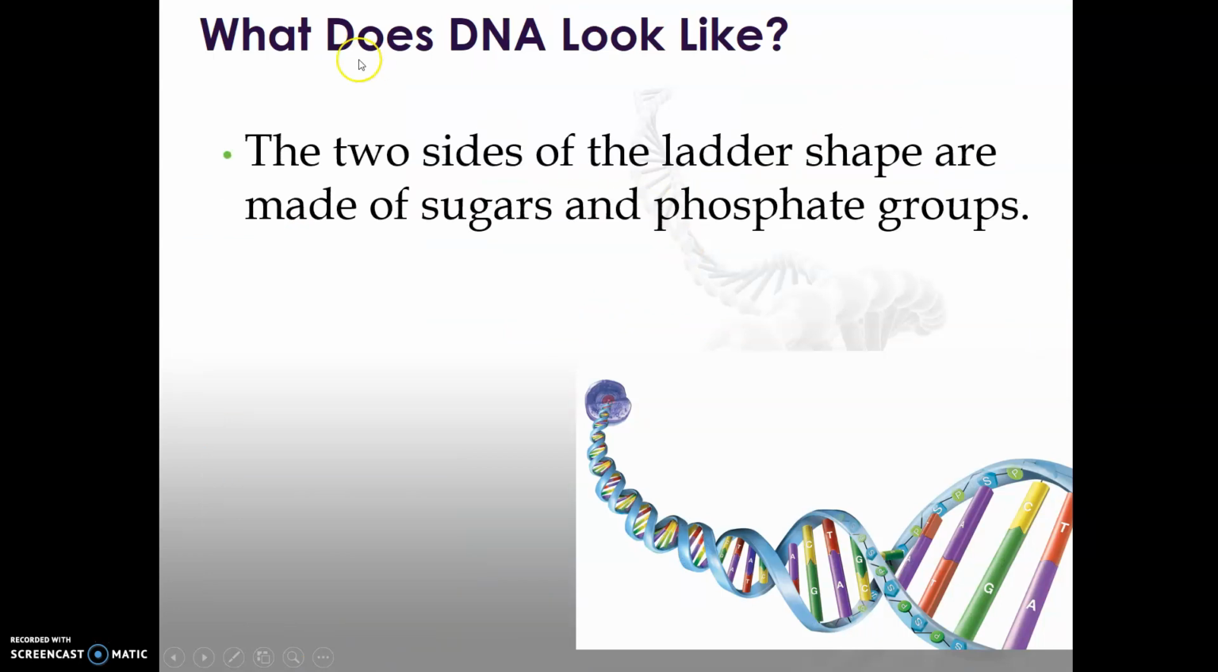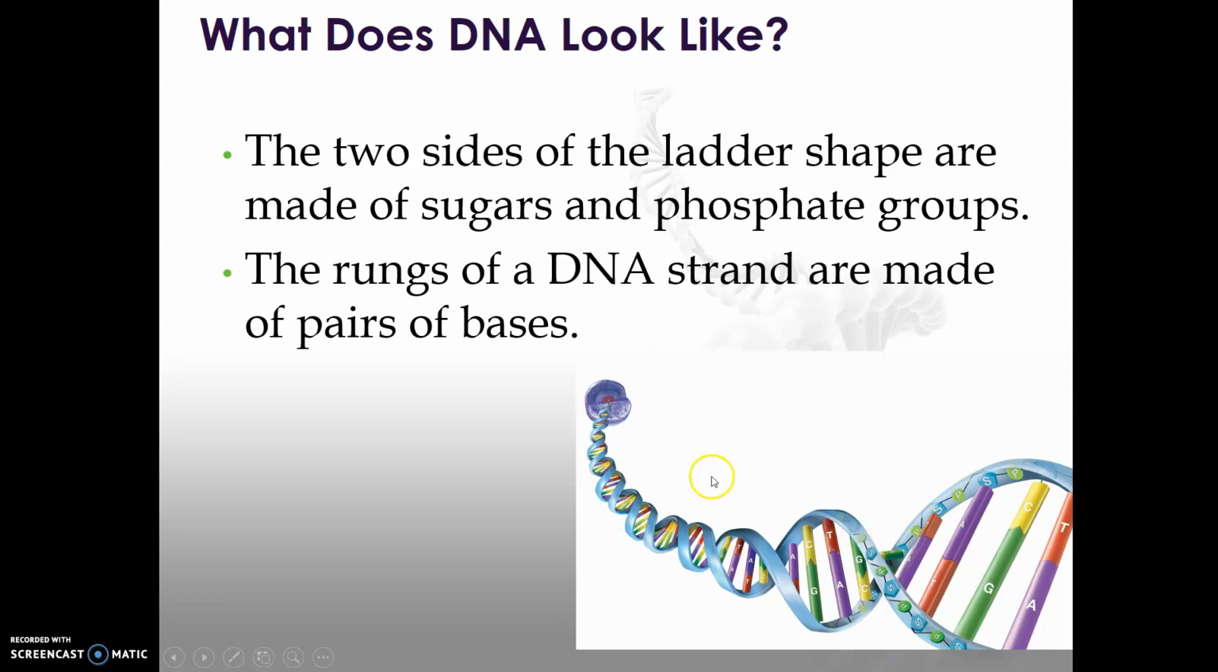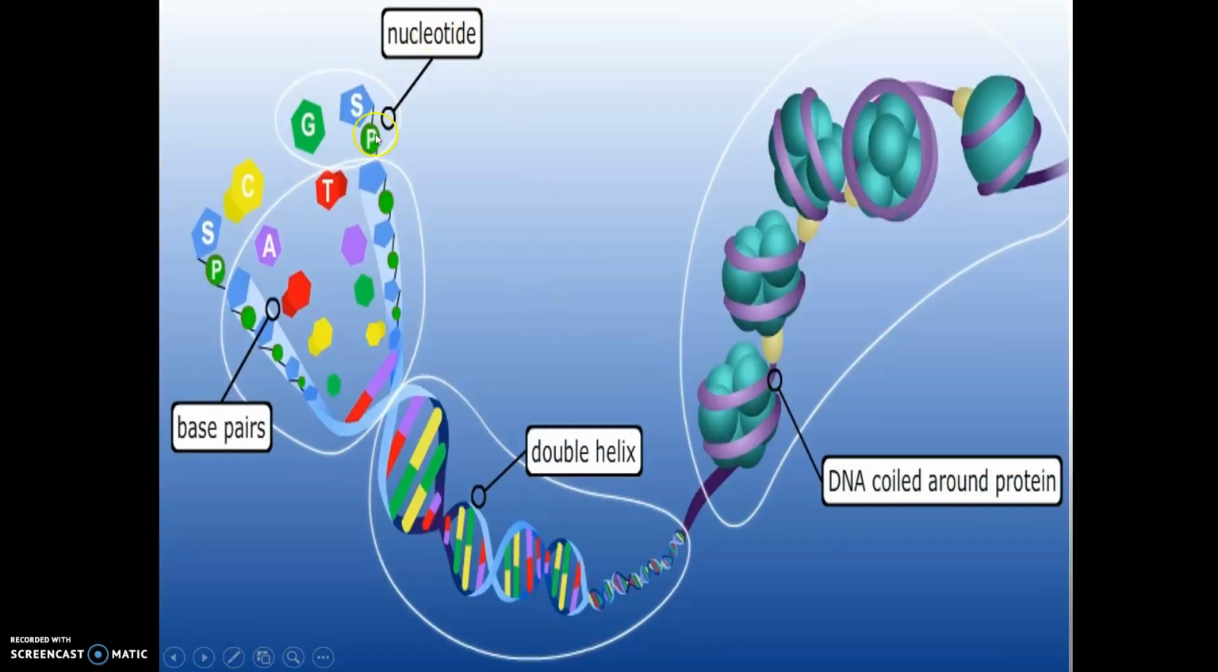What does DNA look like? The two sides of the ladder shape are made of sugars and phosphate groups. So here you can see there's a sugar group and a phosphate group, alternating patterns, right? Those are the sides of the ladder. The rungs, the middle pieces, are the DNA base pairs. So a C matches with a G and a T matches with an A. A C and a T don't go together, and an A and a G don't go together, just like an A and a C or a G and a T would not pair together. It's like pieces of a puzzle. So here are our base pairs.